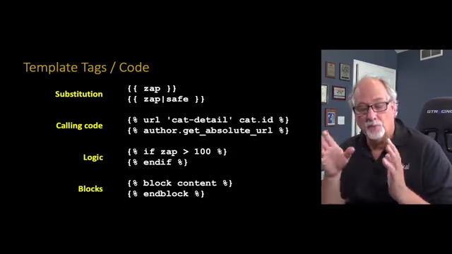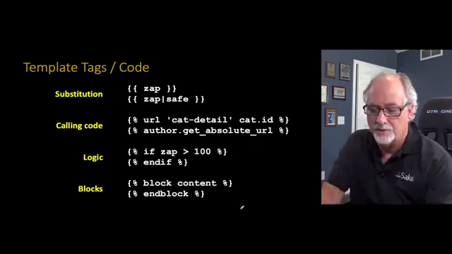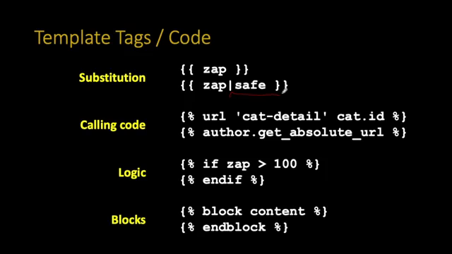If you add this vertical bar safe afterwards, that's like a modifier. I think it's called a filter in Django that says, look, don't run that filter on it to do the HTML entities. Just do it as is. I know there may be HTML in that, but I've taken care of that because I am the application developer.